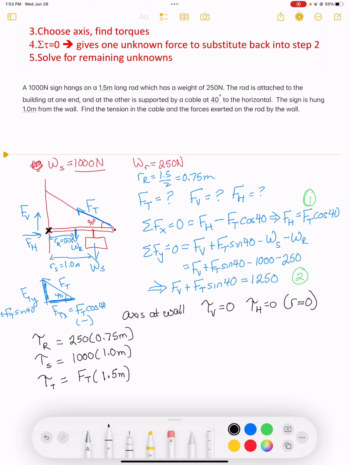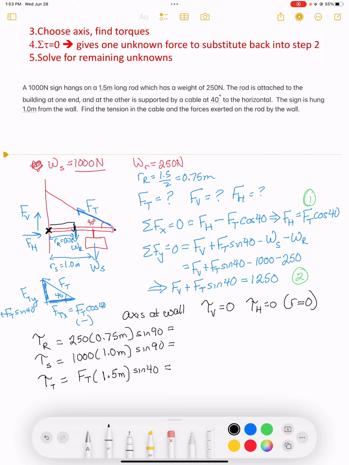And now I need to worry about, remember, torque is F r sine theta. What are my angles? Well, for the weight of the rod and the weight of the sign, those are perpendicular to the rod, so that's going to be sine of 90. For the tension, that force is 40 degrees to the rod, so I'm going to do sine of 40.